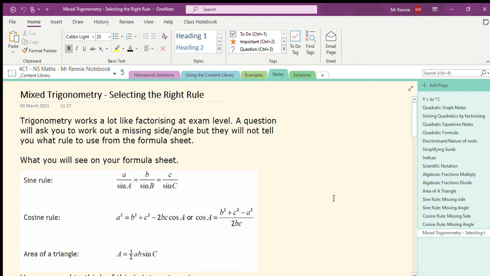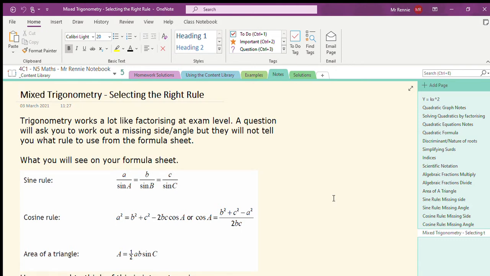Hi there, in today's video we're going to be looking at some mixed trigonometry examples where we will have to work on selecting the right rule. So trigonometry works a little bit like factorising at exam level. For example, in factorising, a question would just say factorise and then give you something to factorise. They wouldn't tell you how to factorise, they wouldn't tell you which one of the three ways you'd have to use. And trigonometry works like that as well.